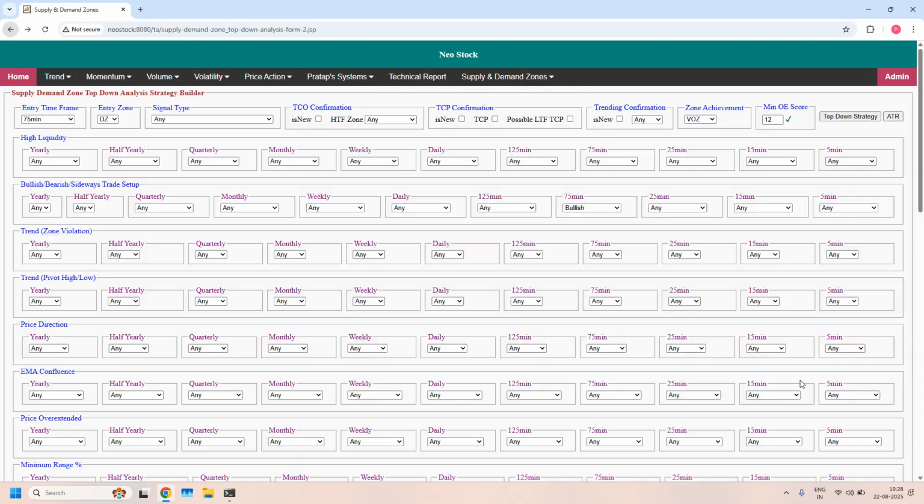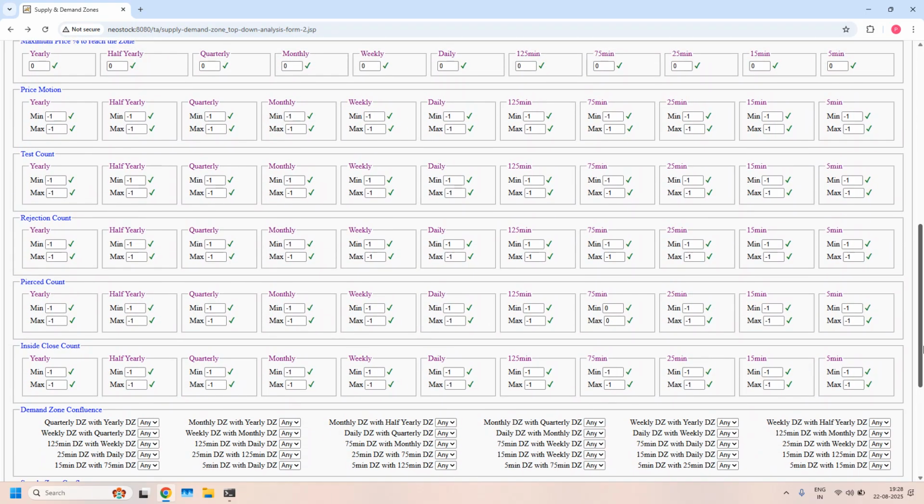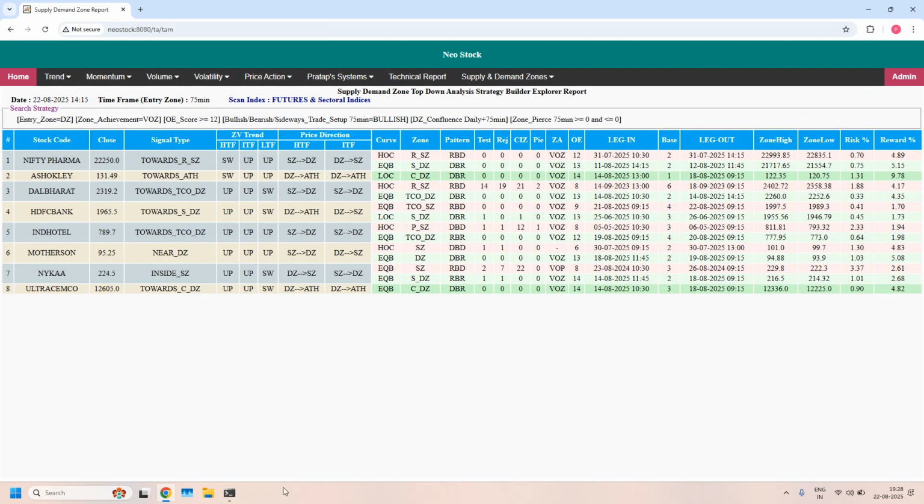So for that I am going back, adding one more filter, that is demand zone confluence. First filter is LTF and ITF demand zone confluence. LTF is 75 minutes and ITF is daily. Demand zone confluence filter I enabled. And applying on the 11 stocks, we got 8 stocks. In all these 8 stocks, these 75 minutes demand zones are overlapped with daily demand zones. That is what demand zone confluence.